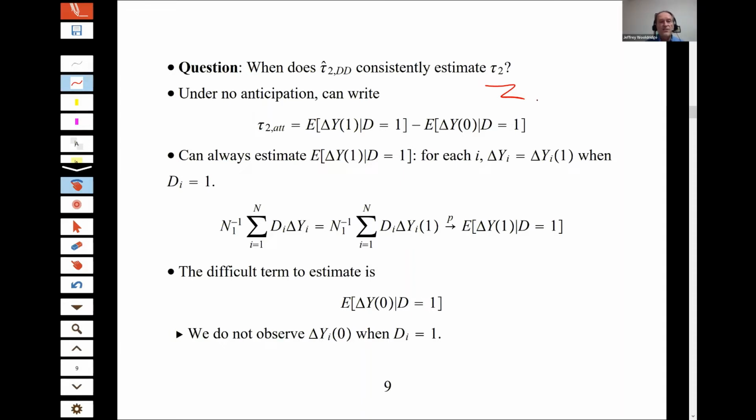Well, under no anticipation, we can write the parameter that we're interested in like this, because we don't have to worry about the difference in the outcomes in the first period. I'm skipping over the algebra here. I have a longer set of slides. If anybody is interested in those, I'm happy to share them, but the algebra is actually pretty easy.